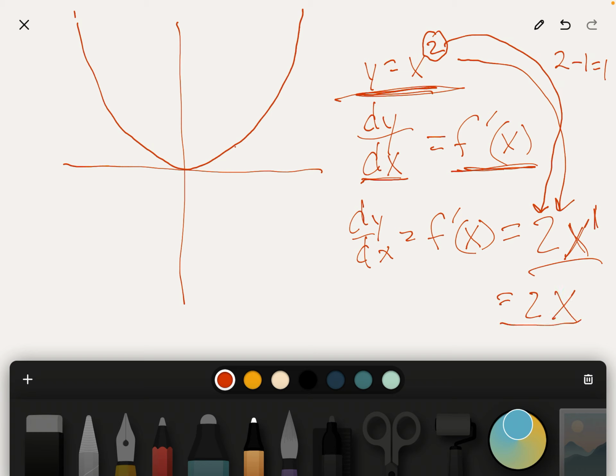Again, this is a function of x. But if you plug in various values for x, you get the tangent line, the rate of change at a particular point. So what's the tangent line here at x equals 0? Well, it's a horizontal line. So if x equals 0, then 2x equals 0. So the slope of this line is 0. That's the rate of change, 0.